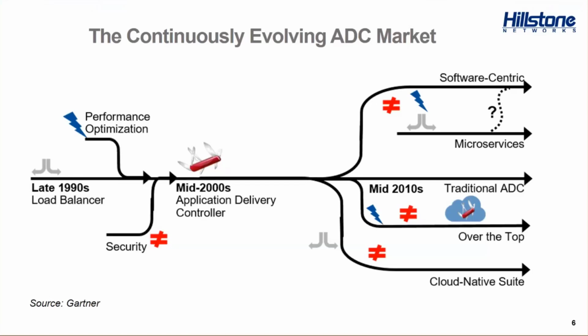And there's another kind of ADC called over-the-top ADC. It's typically provided by the content delivery network vendors such as Akamai. When you use their service, over-the-top ADC is an additional service that you can buy.